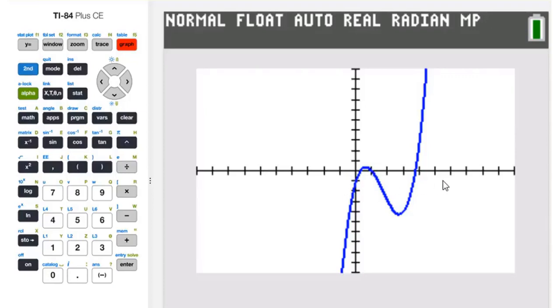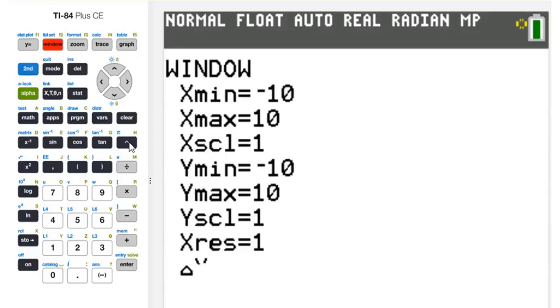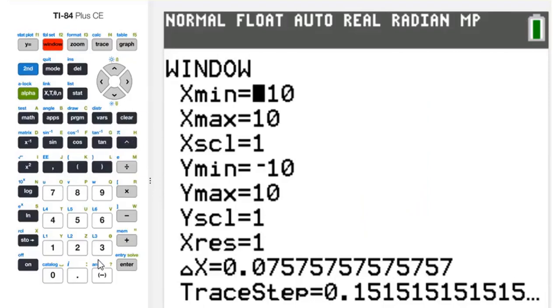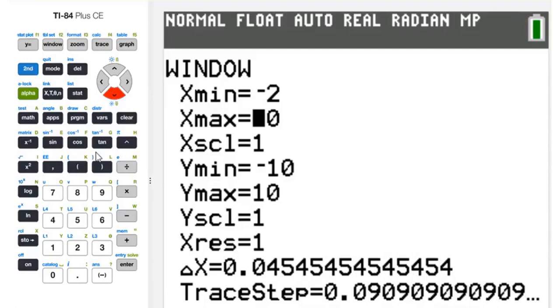For the x-axis, I can change it into 1 through 5. On the left side, I can just use like 2. That's enough. For the y, I can make this small, like 5. Now I change the window. Minimum, let's just go to -2. Maximum, I want to do 5.